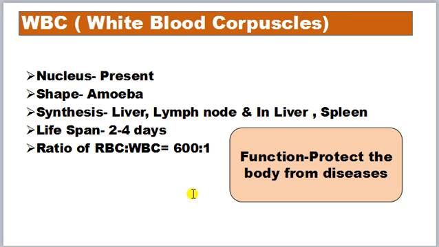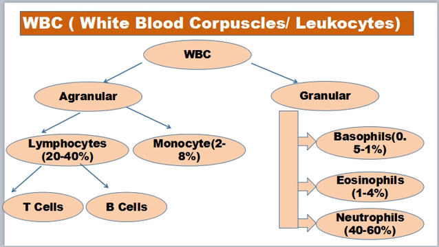And if we talk about its function, its main function is to protect the body from disease. Now we will discuss the different types of WBC which are present in our blood system. WBC is also known as leukocyte. So these are the cells which make up most of our immune system. So WBC is divided into two groups. One is agranular, that means granules are not present in this cell, and the other is granular, that means granules are present in these types of cells.